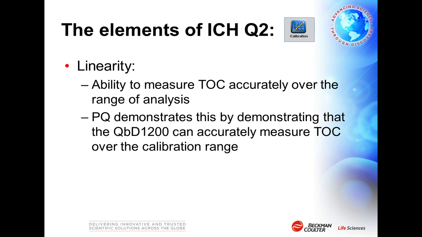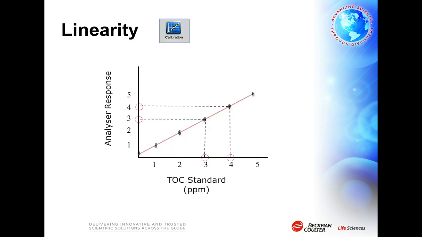The linearity test determines the ability of an analyzer to report accurately over a range of analyses. The PQ for the QBD 1200 demonstrates this by showing the linear performance of the QBD 1200 across a range of measurements. So we put the TOC standard through and we look at the response from the analyzer for multiple points across the measurement range. And the pass-fail calculation is automated in the analyzer, so there's no manual calculations, and hence we try to eliminate human error.